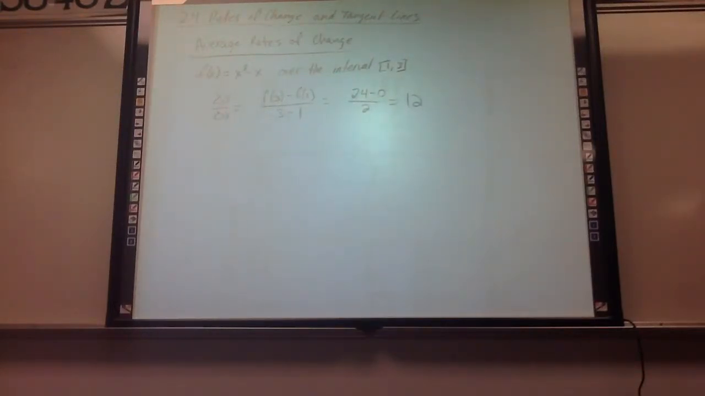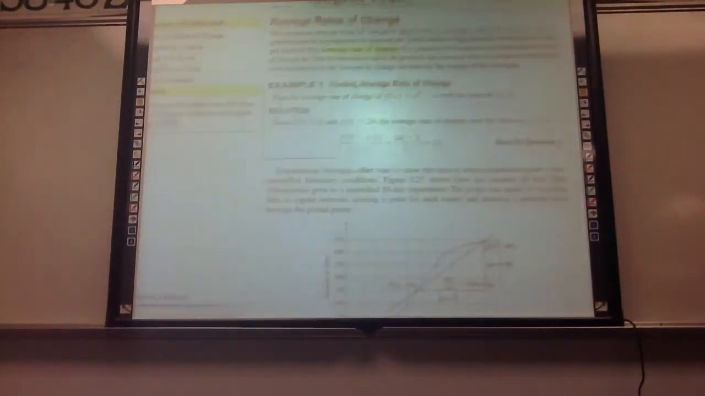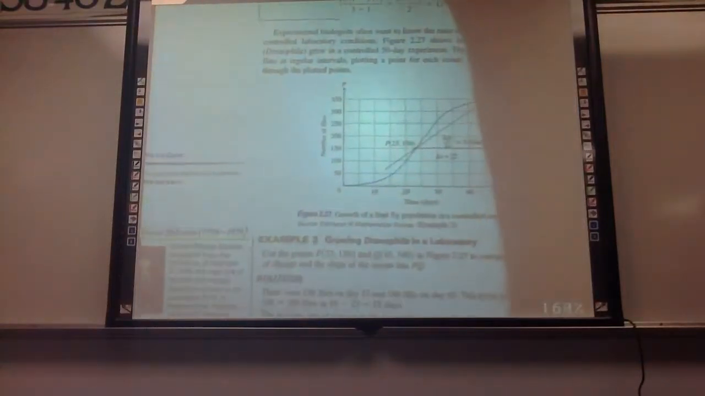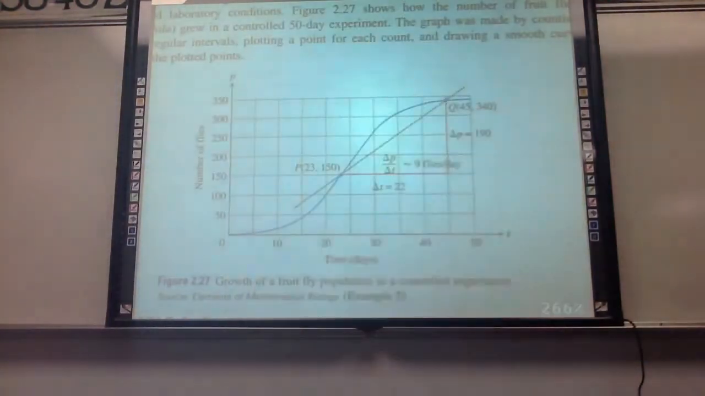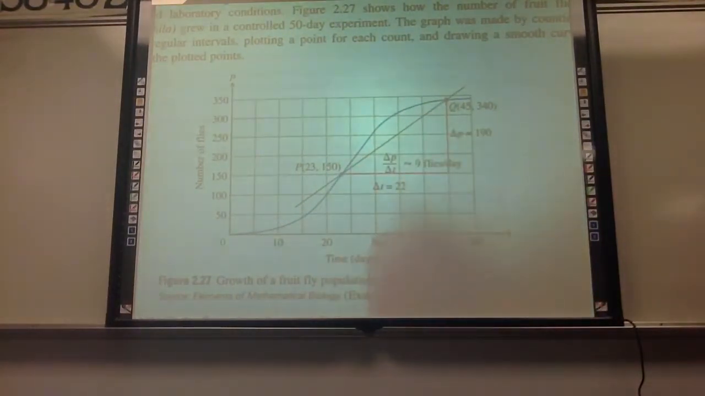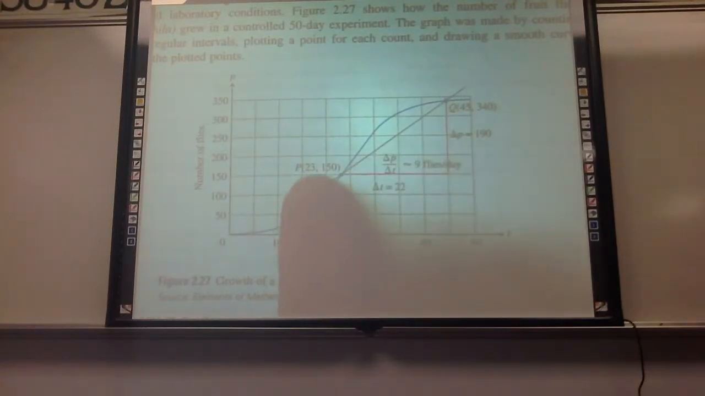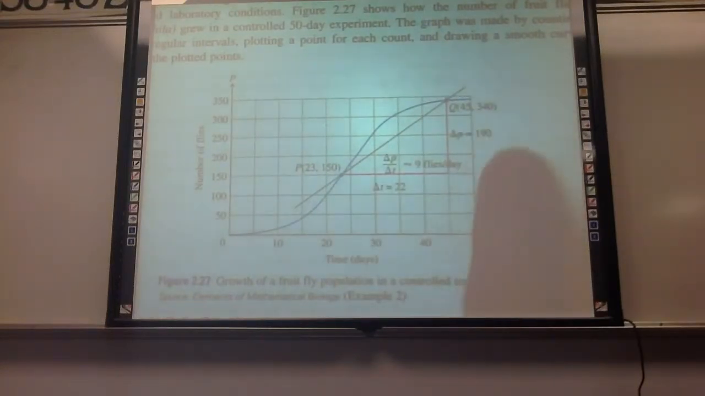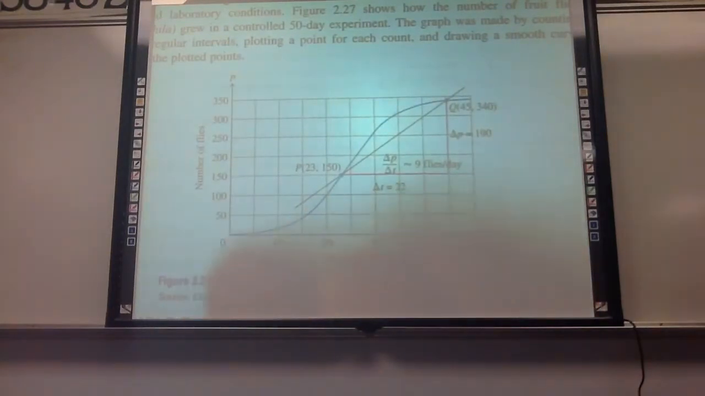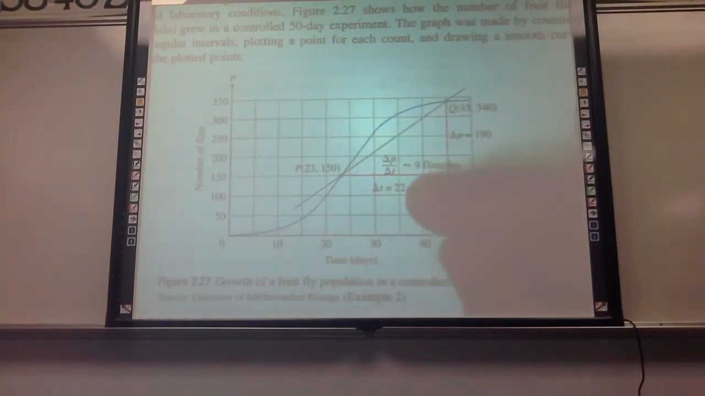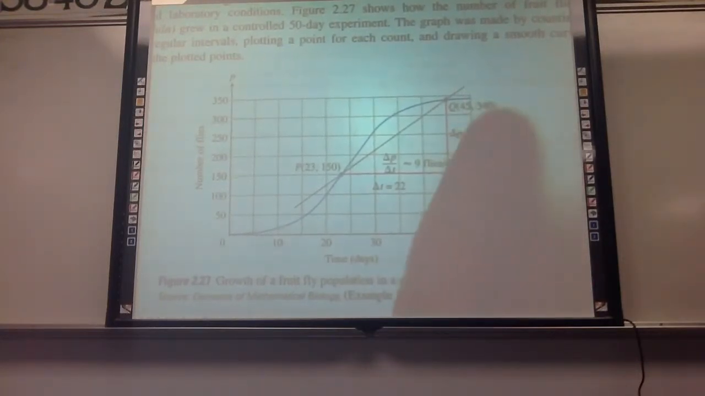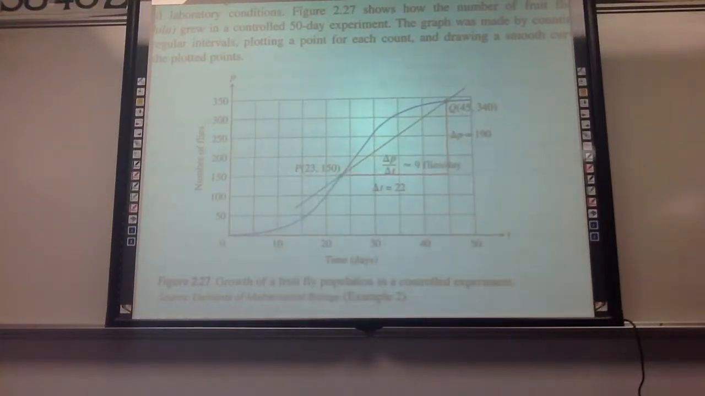So this next part, they're showing you a different graph, it's not this one, but it's the same idea. Here's a function in the blue line, and it's saying, find the average rate of change from the 23rd day to the 45th day. So it's like slope, like we just said. They're calling it P here and T down here, for flies. So we would calculate 340 minus 150 over 45 minus 23.